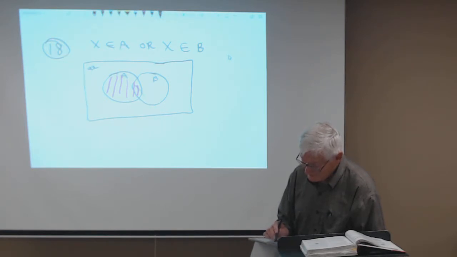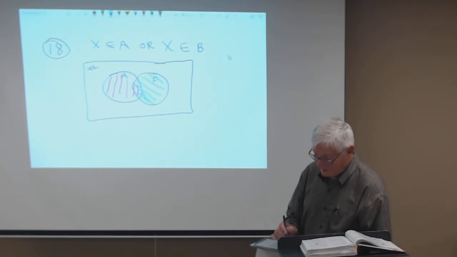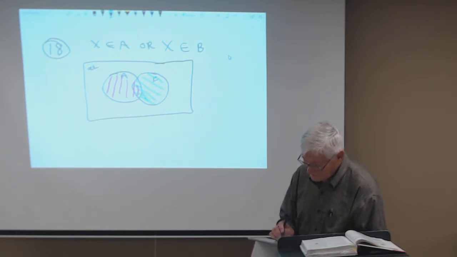Well, that's not what I wanted. Let's use this one. No, let's use this one for that. Well, that's not it. Okay, let's use this one. Can you see that blue up there? So now I've got X is an element of A in red, or X is an element of B in blue.